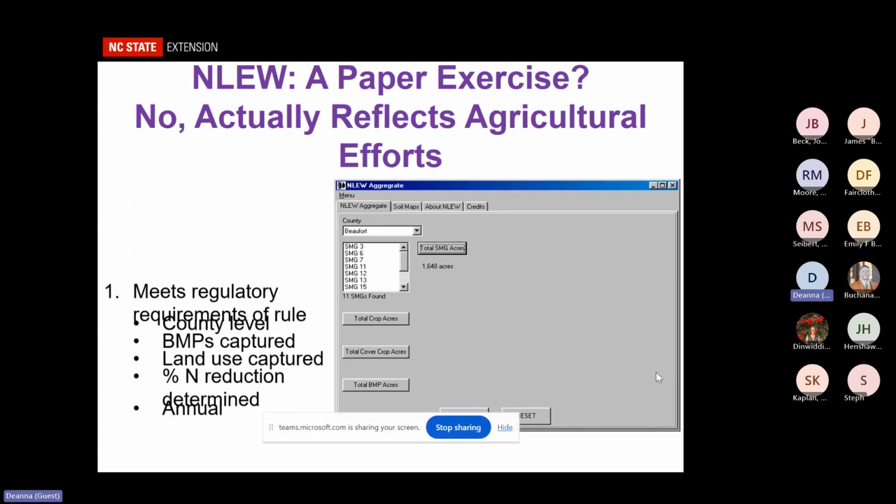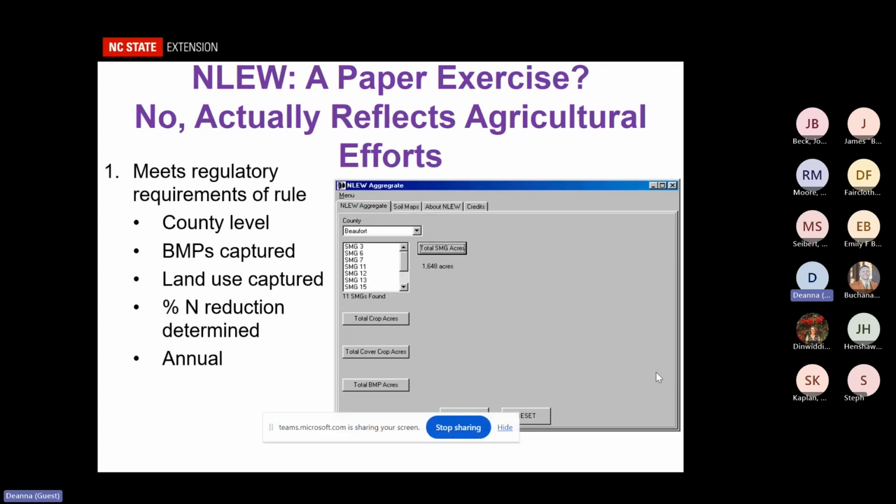And so we just want to say that NLU meets regulatory requirements for all of these things, particularly capturing changes in land use, percent nitrogen reduction, BMPs, and it's used on an annual basis. But the other thing that NLU did was, because it can calculate in pounds of nitrogen per acre loss, and because it has conservation practices in it, it can be used for soil and water to account for nitrogen losses based on conservation practice implementation. And again, it tracks nitrogen flows that the farmers can change.